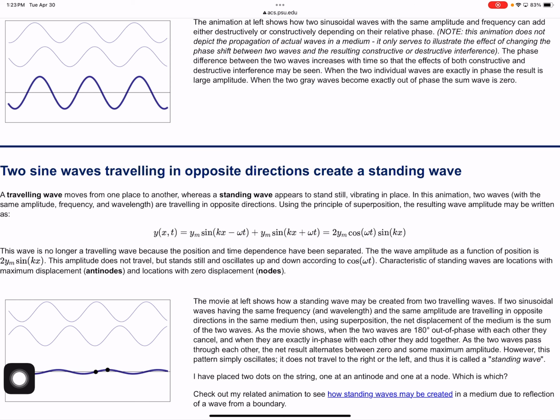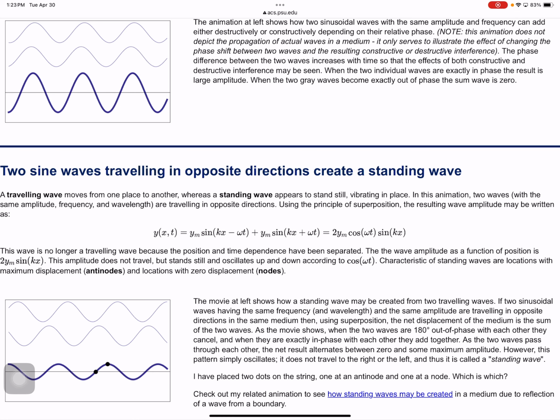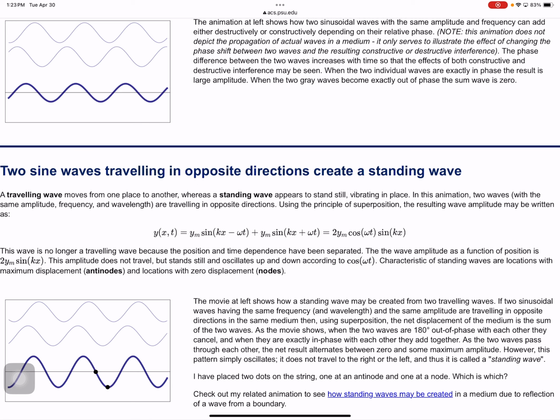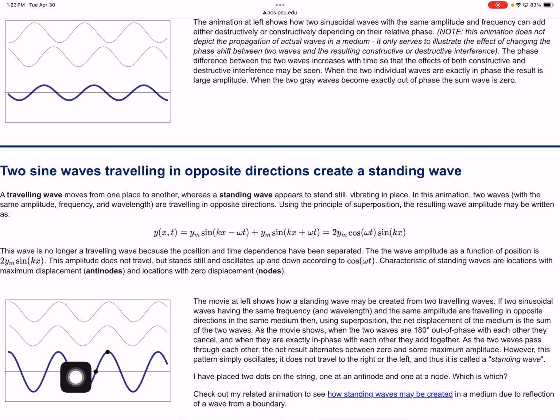When you pluck a guitar string, a wave travels to the right, it gets reflected at the fret and travels back to the left. So on the string, you have two waves traveling in the opposite direction, and you get standing waves.